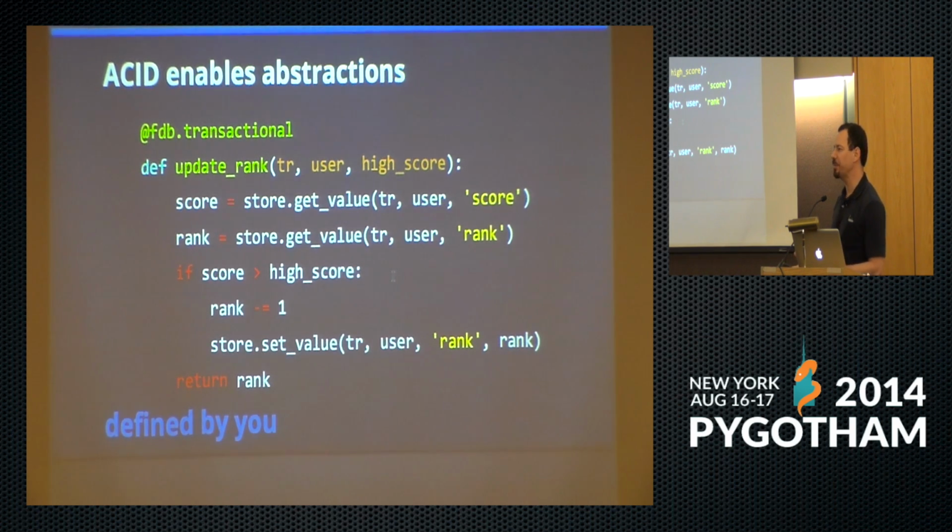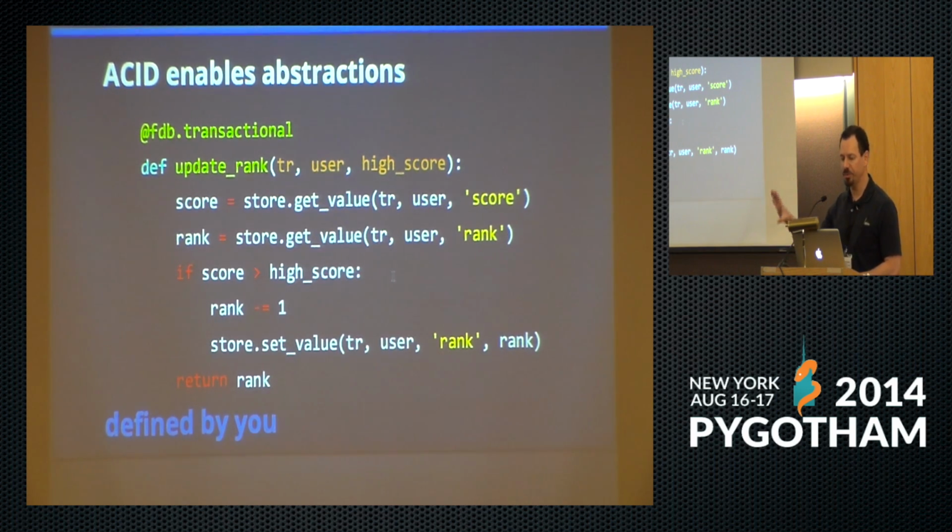So you can imagine some application that's maintaining a leaderboard where scores are getting updated from players with a lot of different games from a lot of different clients, updating a database concurrently. And you may have some function that updates the rank of a player when a new high score is established.